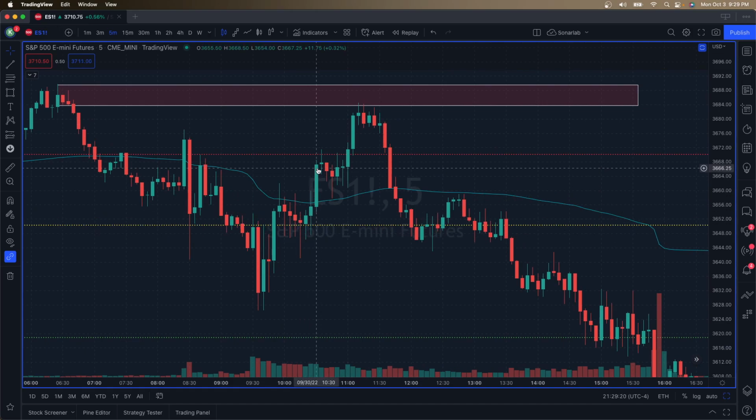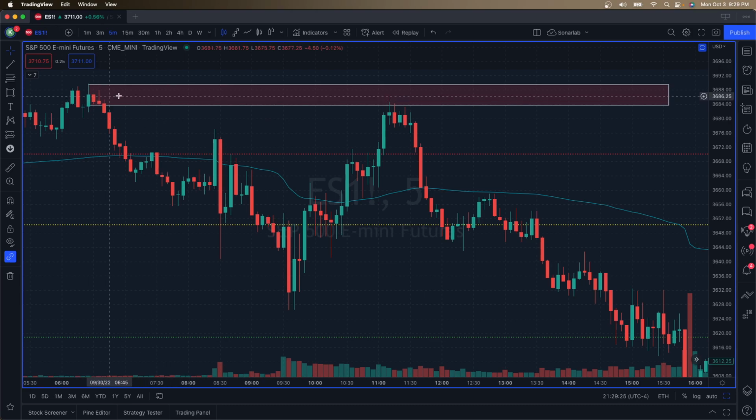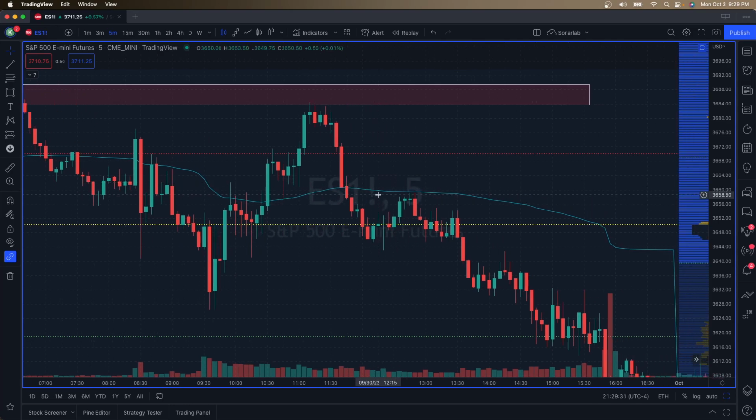But we can see once we broke above it, we could have taken a long position here and held into this prior order block, where we could then exit our position and reverse it at that point, and take profits again at the VWAP and then re-enter on the next retest.